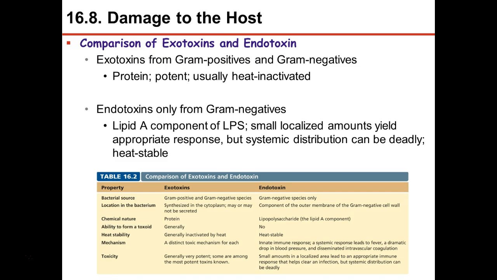So, as we can see here, exotoxins can be from both gram-positive and gram-negatives. They're heat inactivated pretty easily because they're proteins, so they make three-dimensional shapes. The endotoxins only come from gram-negatives, and this is a saccharide. It's a sugar, LPS, lipopolysaccharide. So it does not have a three-dimensional shape, therefore heat is not very useful against it for degradation like it is for the protein exotoxins.